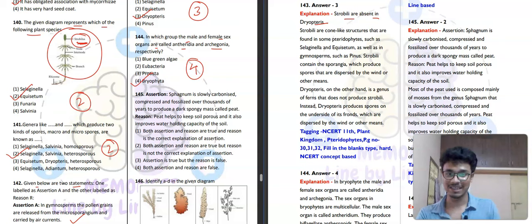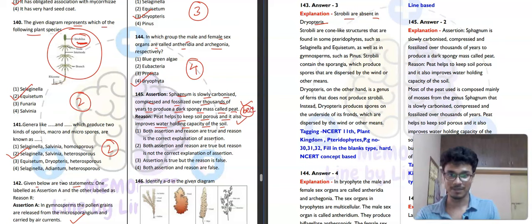Okay, it is saying that sphagnum is slowly carbonized, compressed and fossilized over thousands of years to produce a dark spongy mass called peat. Correct. Now the peat helps to keep the soil porous and it also improves the water holding capacity of the soil. Absolutely correct. Now you will follow the traditional method. If we put a 'because' here.